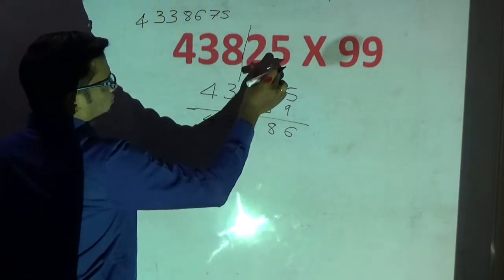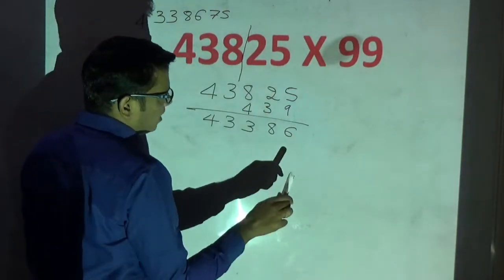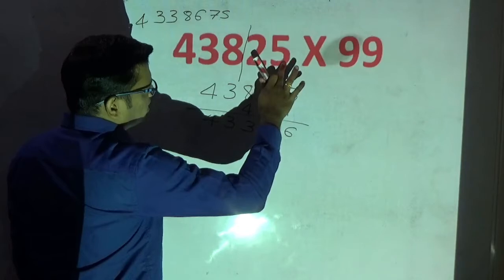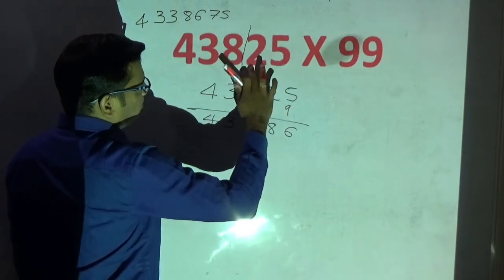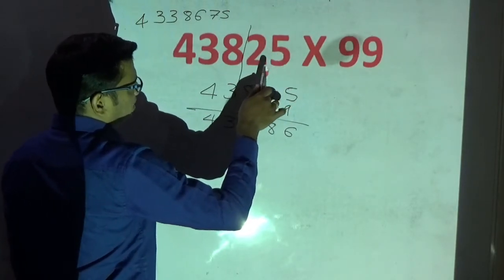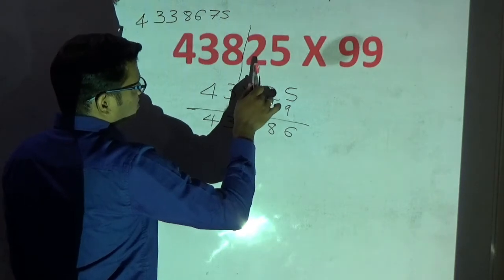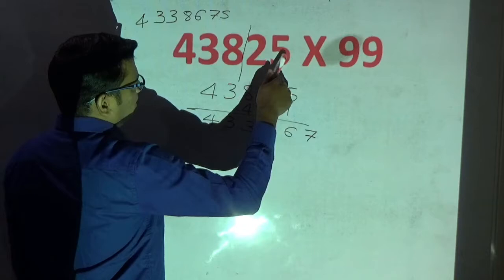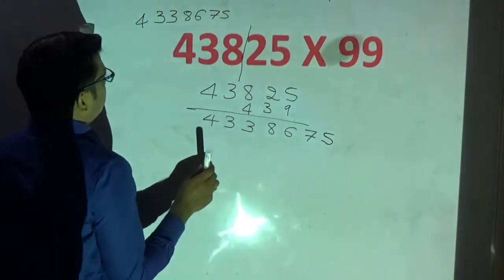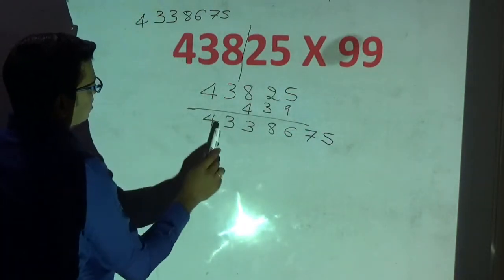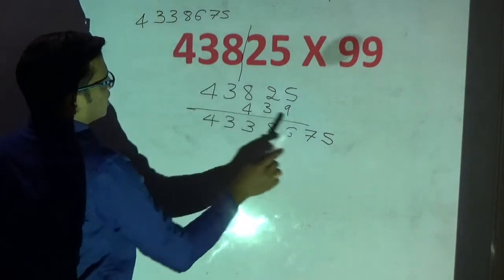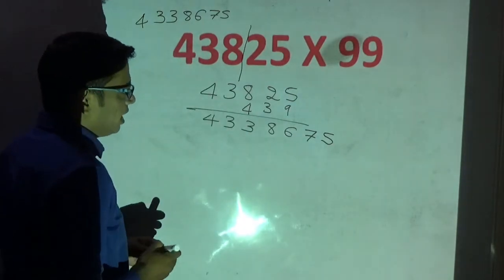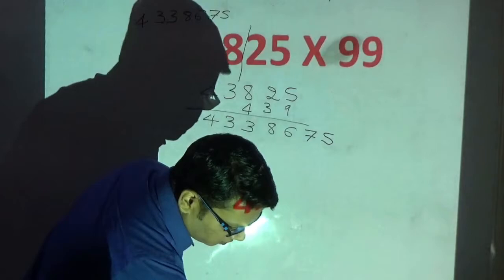Okay, then 25 left out, right? You have to apply all by 9, last by 10. Before, only one digit was left out. Therefore 10 minus this. Now with 2 digits, therefore, all by 9, last by 10. 9 minus 2 is 7. Last by what? 10. 10 minus 5 is 5. Now you check whether it's the same answer or not. 4338675. See how quickly and accurately I am solving. Okay, I will go for one more example.